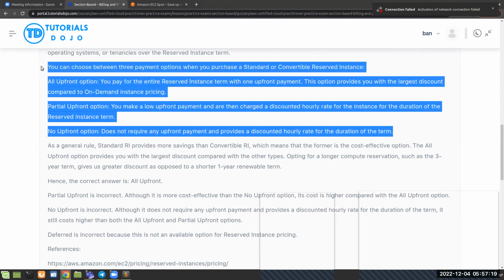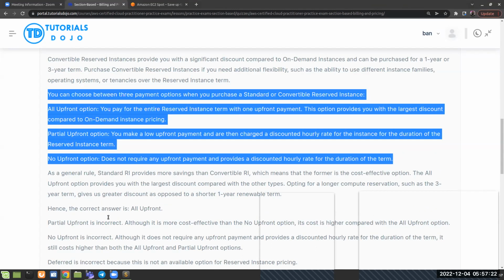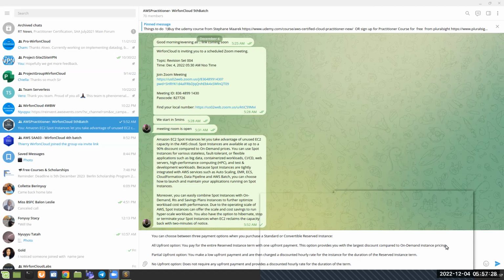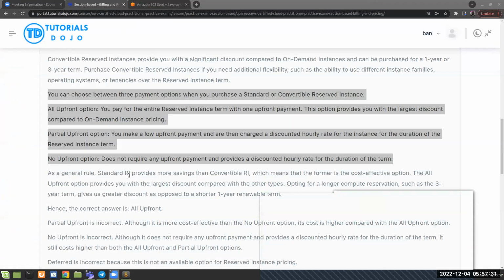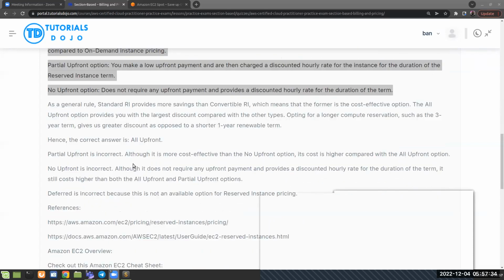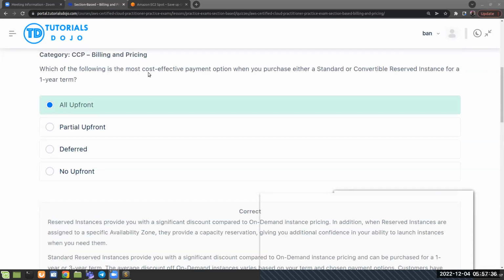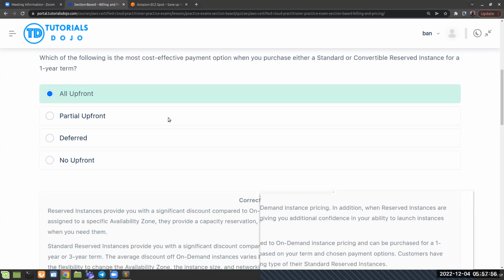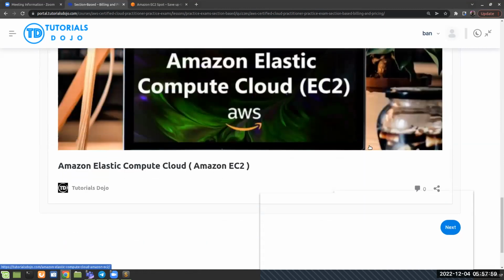Those are very important terminologies to make sure that you are good at, right? So I say that on the chat, just in case someone is struggling to remember that. And so that's why the correct answer is all upfront, because you are looking for the most cost-effective payment option. Partial upfront is a payment option, no upfront is a payment option, but the most cost-effective, the one where you make more savings, right, is A. All right, any question?